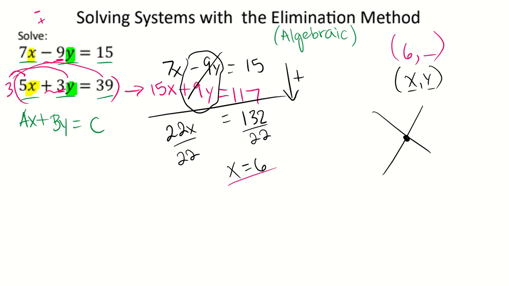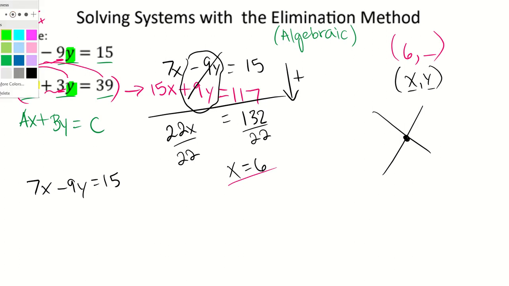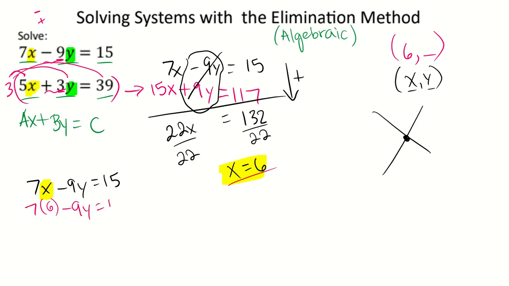We go to the original equations and pick one. In this case, it doesn't matter which one you pick, but you have to substitute. So I'm going to pick the top one, 7x minus 9y equals 15. And I'm going to substitute the x value, because that's the one I solved for, x equals 6. So I'm going to put a 6 in there. So 7 times 6 minus 9y equals 15. 7 times 6, that will give you 42. If you're not sure, like I said, use the calculator.